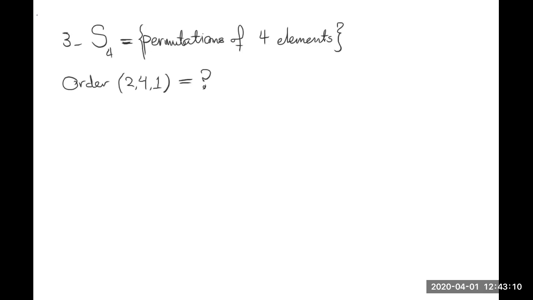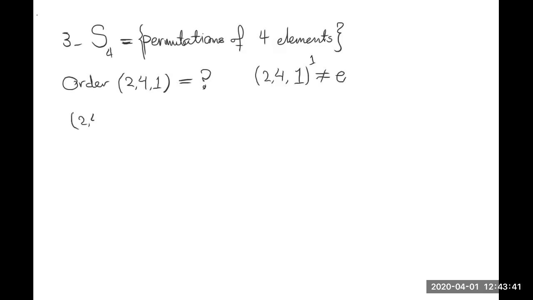Okay, so again, we do the same thing. The order of (2 4 1) is not 1 because this element is not identity. Remember, in the group of permutations, identity is the element which doesn't move any number, right? It is the element which doesn't move anything.